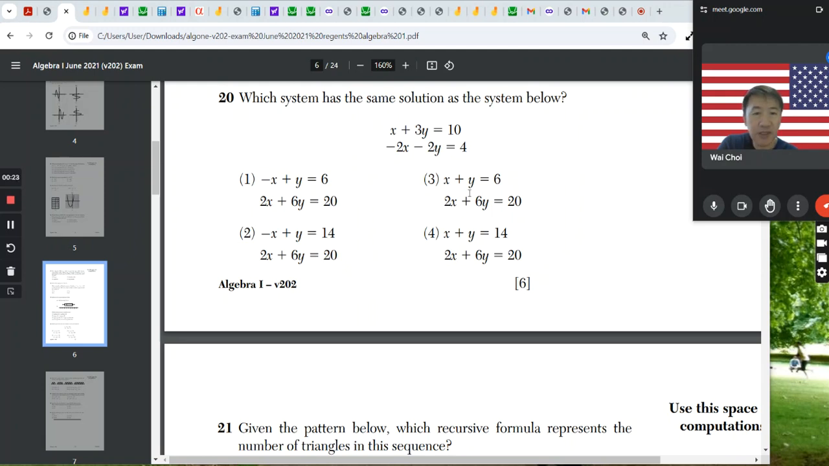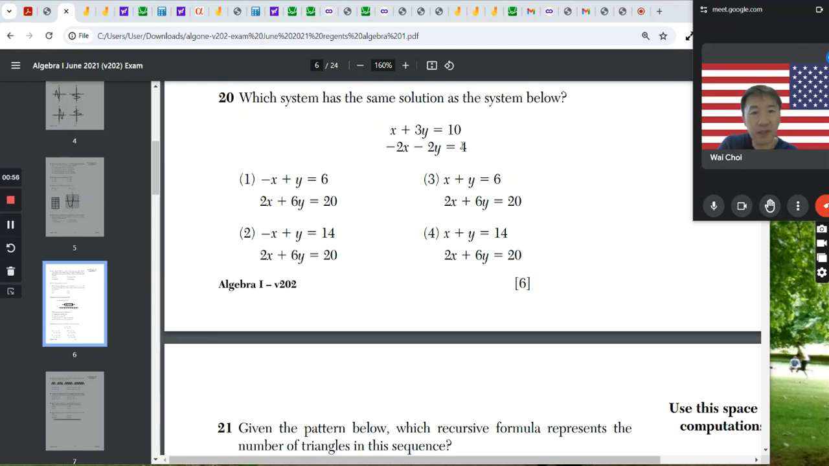Now, in doing these kinds of questions, the first step is we want to see if any of these choices is a multiple of the system, right? If it is, then we know that's the same system. So for example, compare x plus 3y equals 10 with 2x plus 6y equals 20. Essentially, that's the same equation, because when you multiply this equation by the constant 2, this is what you get. So that is equivalent.